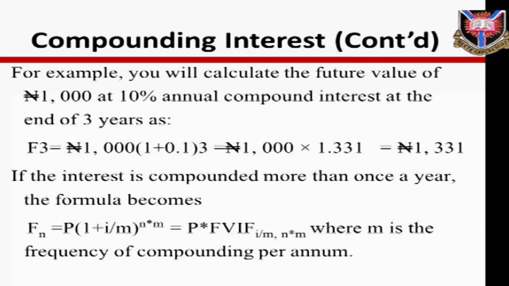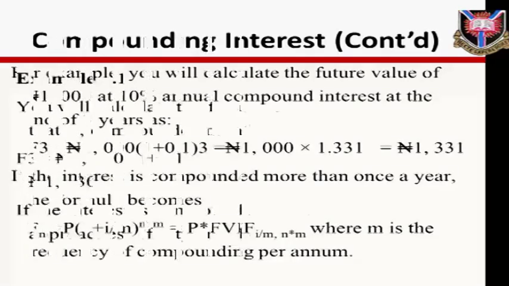1,331 naira. If the interest is compounded more than once a year, the formula is P times (1 plus I over M) to the power N times M, which equals P times FVIF(I over M, N times M), where M is the frequency of compounding per annum.